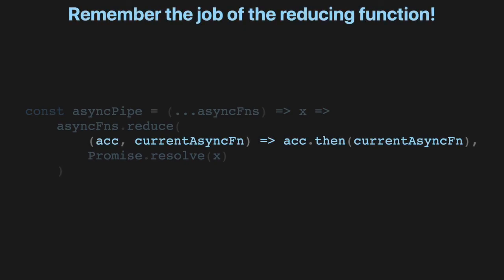Okay, so let's look at the reducing function, right? We have the same kind of concept, the accumulator and a current value, but now the accumulator is going to be a promise. And the current value is just going to be an asynchronous function. So since the accumulator is going to be a promise, we need to call .then on it, right? And we can pass in the current asynchronous function, and then we get a new promise, and that will be the new accumulator. So again, remember the job of the reducing function. It should return a new accumulator. In this case, we're collapsing this array of asynchronous functions down to one, and so it will return a promise.